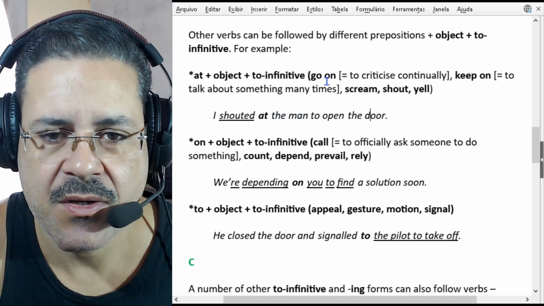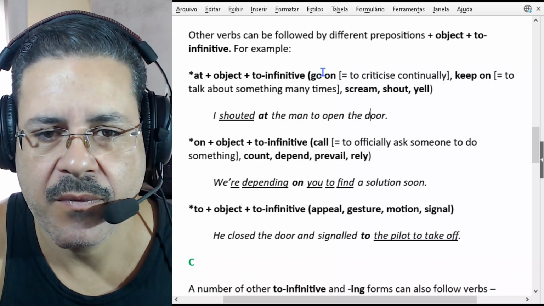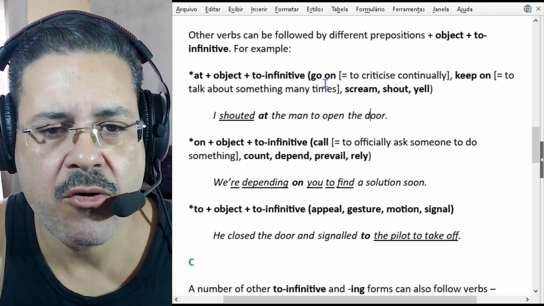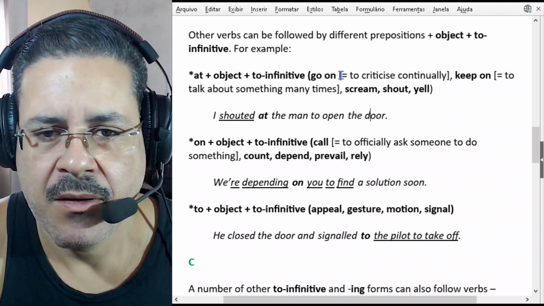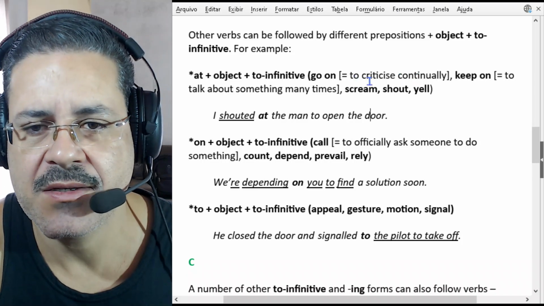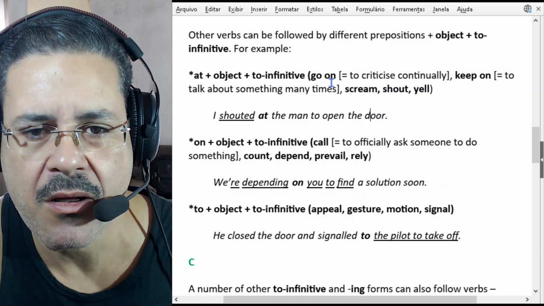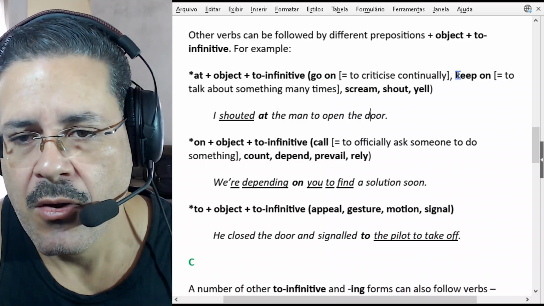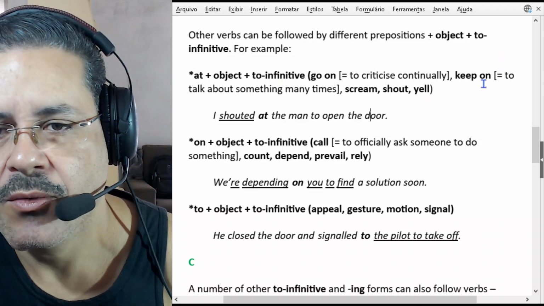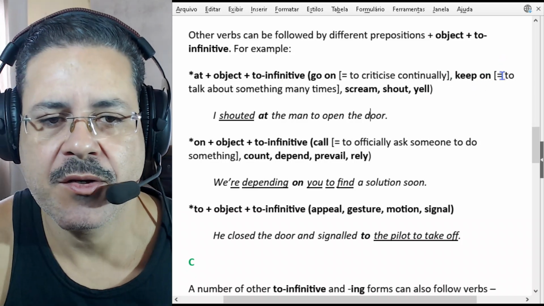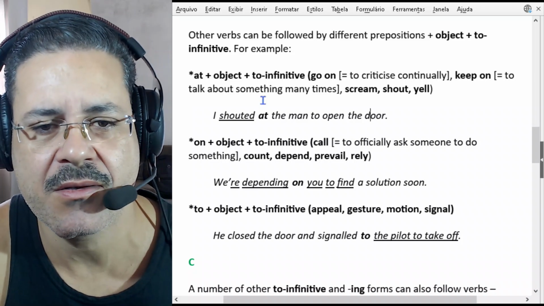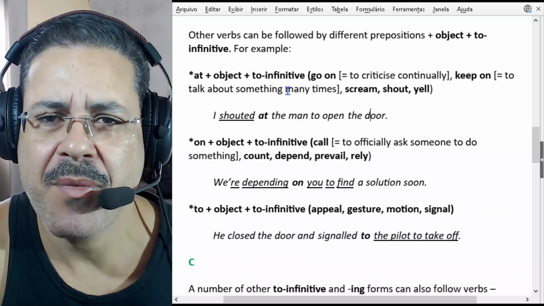Okay, just so you know, we've got here the phrasal verb to go on. Go on has several meanings, but in that case it means to criticize continually. Stop going on about that, for example. We also have the pattern for this construction, to keep on. It means to talk about something many times. Stop keeping on about this or that.